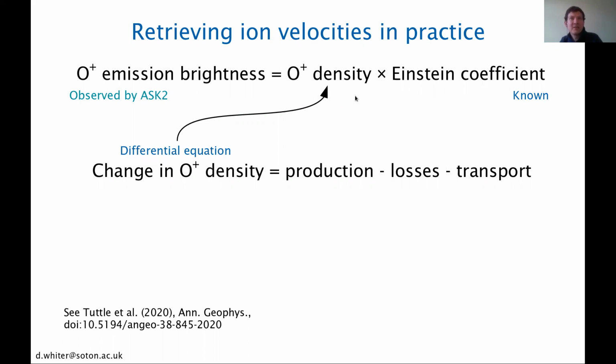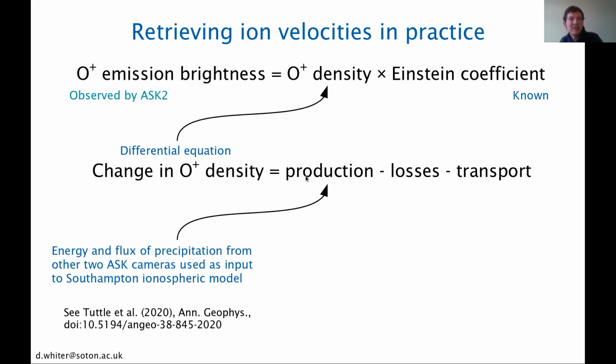Because this is long-lived, we need a continuity equation for the O+ density, which is a differential equation giving us the change in O+ density as the sum of production terms minus loss terms minus transport. Okay, so we solve this equation to work out what emission brightness we should get. So the production terms, we get those from the energy influx of precipitation from the other two ARS cameras. We put that into the ionospheric model, and that gives us the production rates of O+. So we can get the production.